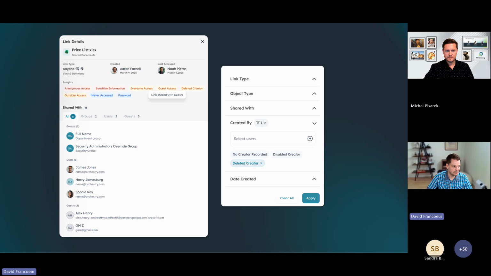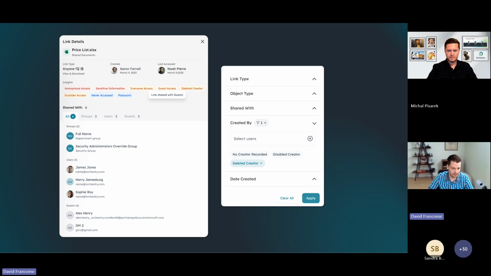We also give you a lot of detail around the links, right? So we'll go down to the level of every single link. Look at all the detail that we can provide you with that. So who it's been given access to. Are they groups? Are they users? Who last accessed it even is really, really interesting to see. We can start to track that over time. So that's really, really powerful.